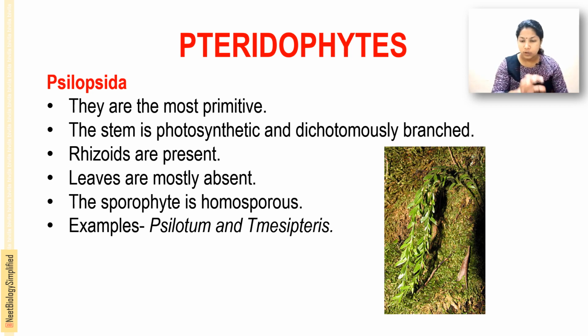That is Psilopsida, the most primitive forms. Their stem is photosynthetic and dichotomously branched, and they have rhizoids. Leaves are mostly absent, and the sporophyte is homosporous, meaning a single type of spore is produced in the sporangia. Examples: Psilotum and Tmesipteris. You can pronounce either the M or the T silent.